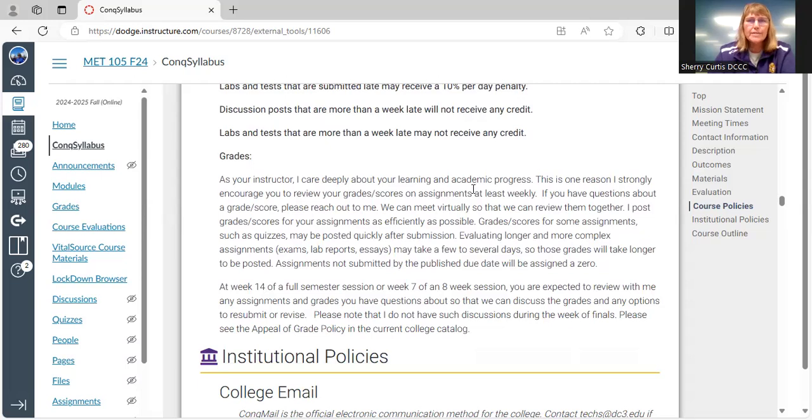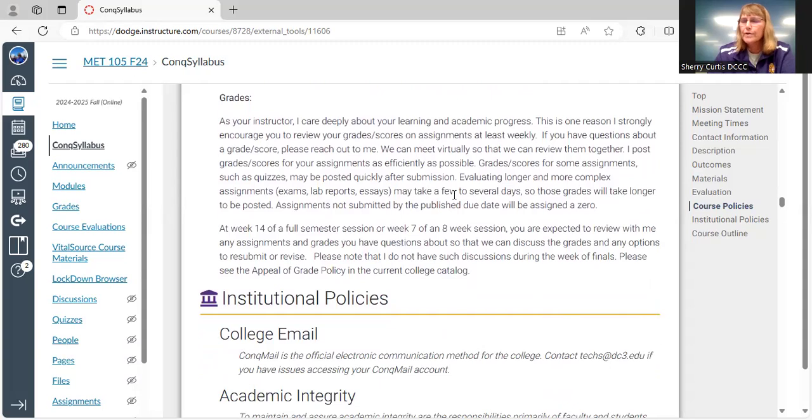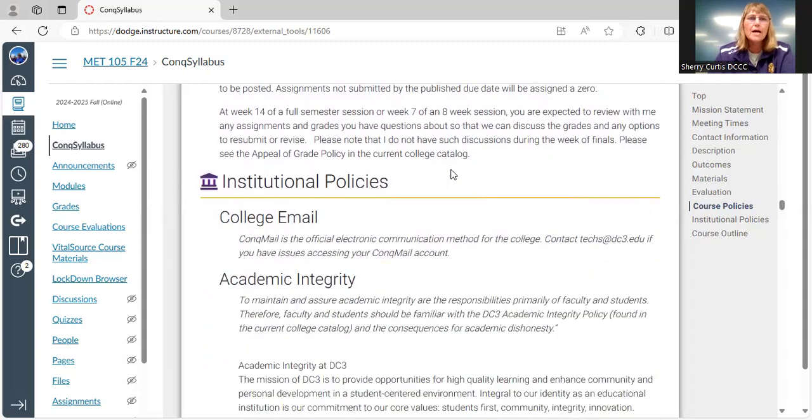Do not wait till Sunday evening to start the labs. Some of the labs are pretty easy. This first week one's pretty easy. The second week one, not so much. So please kind of go over your assignments ahead of time so you know what the week brings.